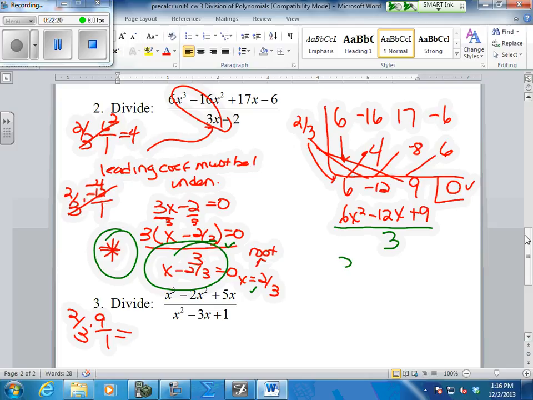3 goes into 6 2 times. 3 goes into negative 12, negative 4. 3 goes into 9, 3 times. Now, front end. 3x times 2x squared is what? 6x to the third. Well, it's just a quick check. Like when you're checking your multiplication, you check what you divided against what you divided by, and it should be what you started with.